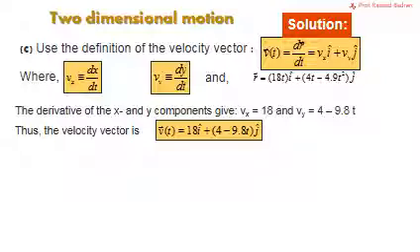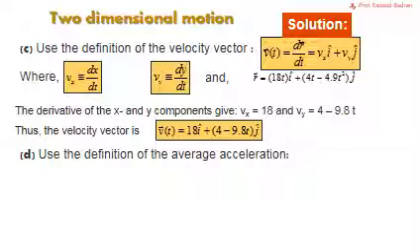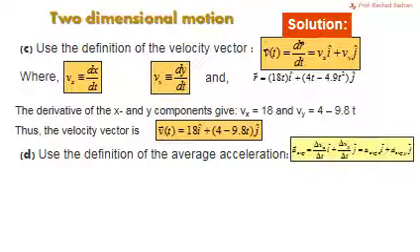Obviously the velocity vector depends on time, as the j component, the y component of the vector, is a function of time, while the x component is constant. So in order to find the average acceleration, we can use this result of the velocity vector to have delta v along the x-axis and delta v along the y-axis.